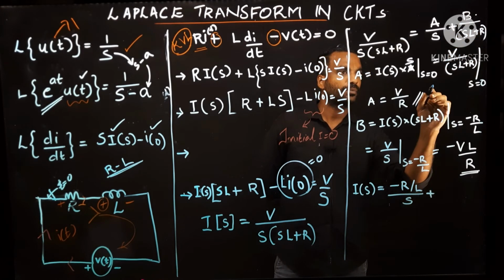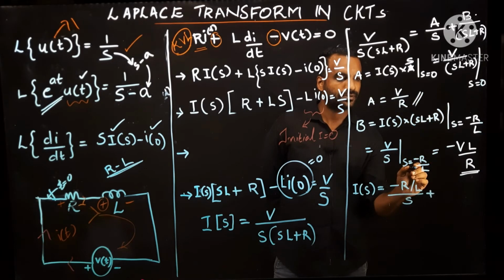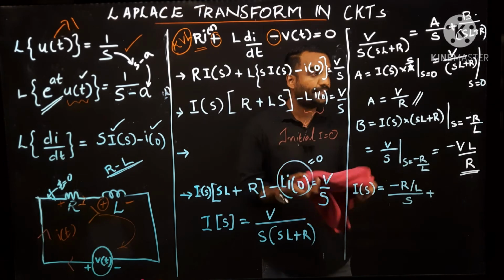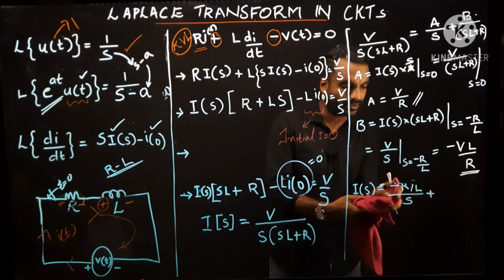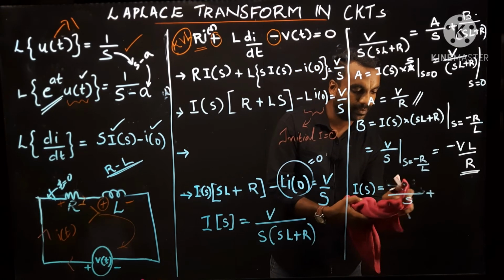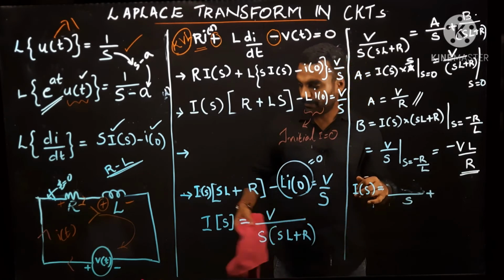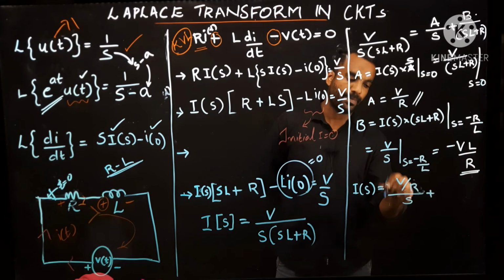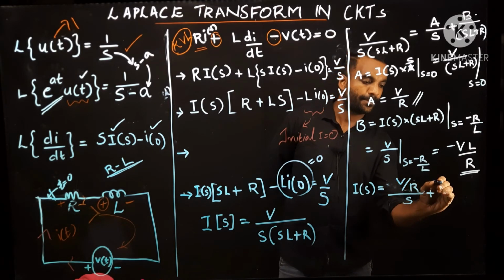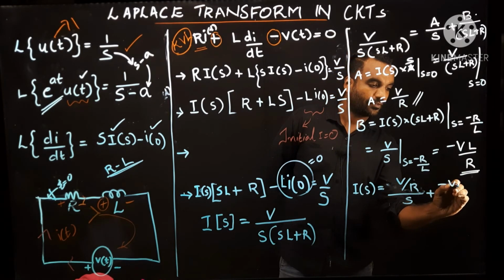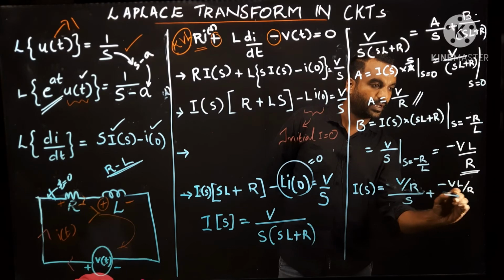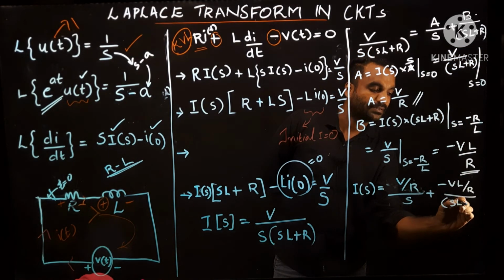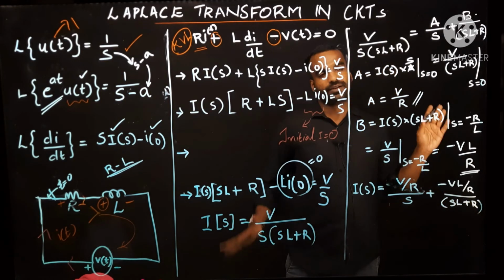Sorry, it is not minus R by L. Actually, what is A? Here it is V by R, not minus R by L. I am sorry. Okay. This is equal to V by R by S plus minus VL by R by SL plus R. Now partial fraction is over.